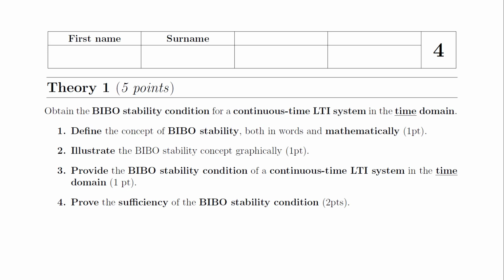So first you have to define the concept of BIBO stability, both in words and mathematically. Then you have to illustrate this concept graphically. Next, you need to provide the BIBO stability condition for this continuous time LTI system, as I said, in the time domain. And then in the 4th point, you have to prove the sufficiency of this BIBO stability condition.